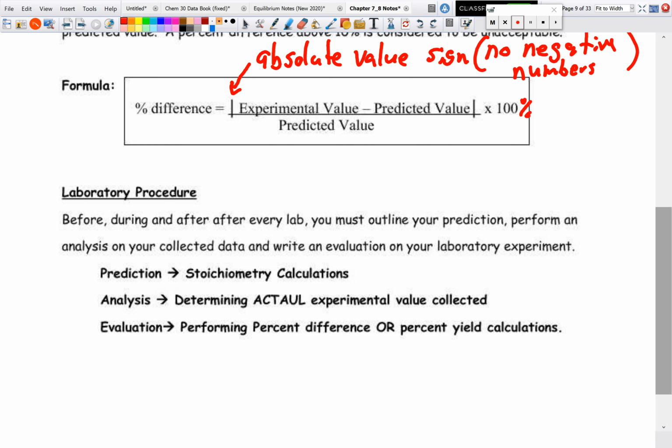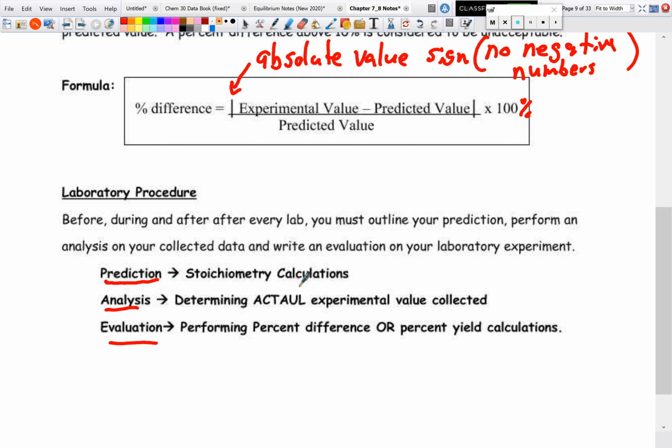So words you want to look for, specifically when you're answering questions on labs, are prediction, analysis, and evaluation. Your prediction is always going to be your stoichiometric calculations. In every lab that you have in chemistry, this is what you're doing. It's like solving for a concentration, or what mass should you produce. That is your prediction that you're trying to get.